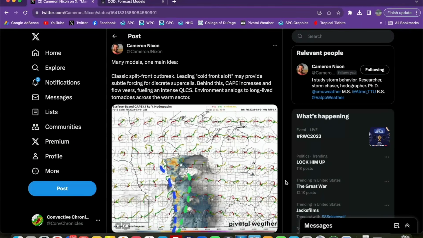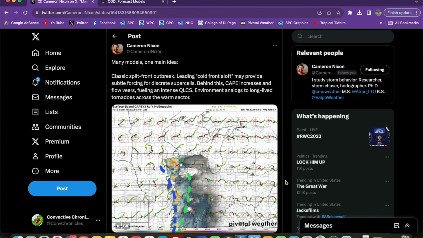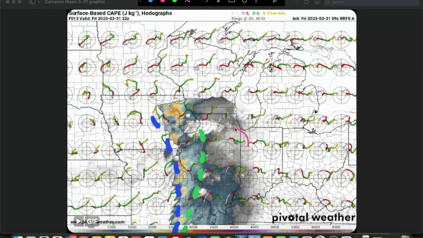Take this example from March 31st, 2023, where we had dual high risks, one up in Iowa and Illinois and one down in Arkansas and Mississippi. In the northern mode, models indicated a clear leading cold front aloft, demarcated by the green dashed line on this graphic by Cameron Nixon. Notice how the photographs are much more large and looping along and ahead of the green line, whereas they are not quite as favorable for significant tornadoes between the main cold front, the dashed blue line, and the leading cold front aloft.